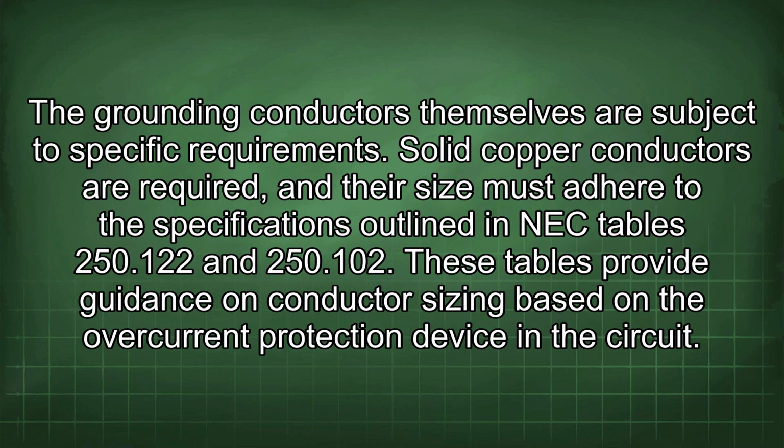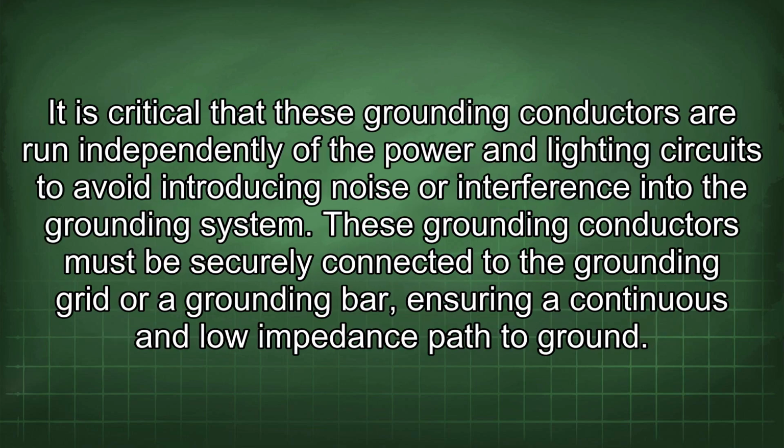The grounding conductors themselves are subject to specific requirements. Solid copper conductors are required, and their size must adhere to the specifications outlined in NEC tables 250.122 and 250.102. These tables provide guidance on conductor sizing based on the overcurrent protection device in the circuit. It is critical that these grounding conductors are run independently of the power and lighting circuits to avoid introducing noise or interference into the grounding system.